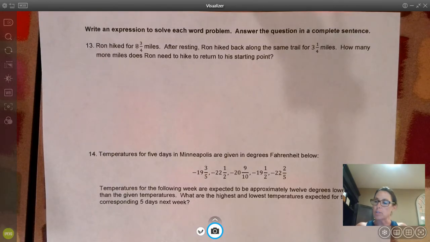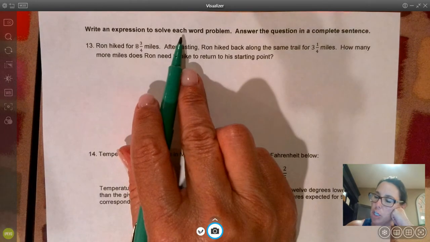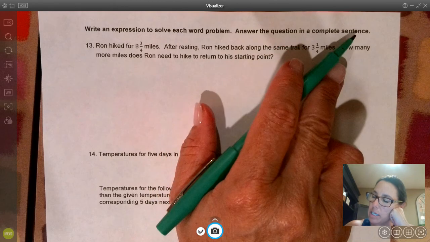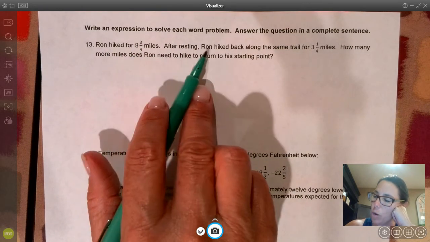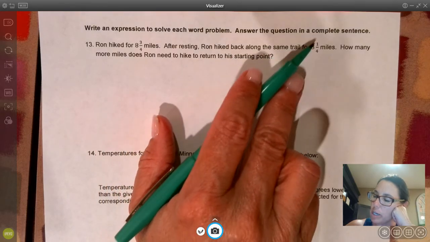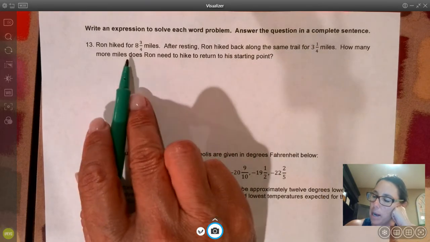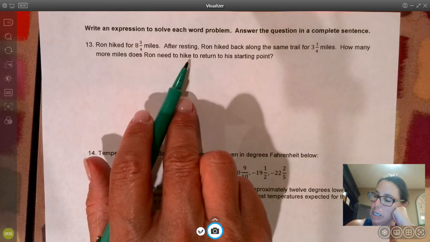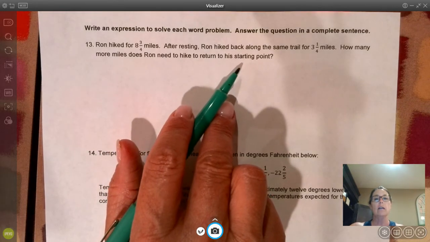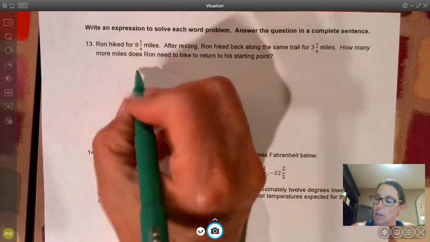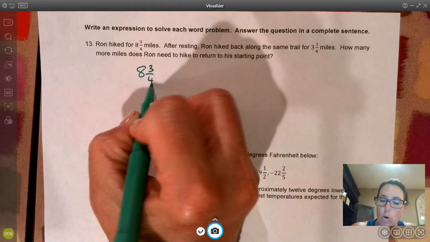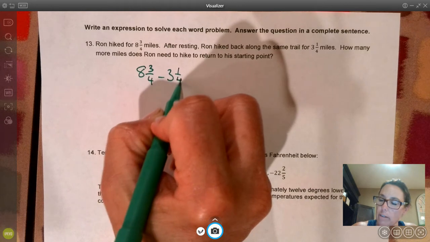Okay. All right. So it says write an expression to solve each word problem. Answer the question in a complete sentence. Ron hiked for 8 3/4 miles. After resting, Ron hiked back along the same trail for 3 1/4 miles. How many more miles does Ron need to hike to return to his starting point? Okay, I hope you're feeling like this is a subtraction problem. So we're going to take 8 3/4 and we're going to subtract 3 1/4.